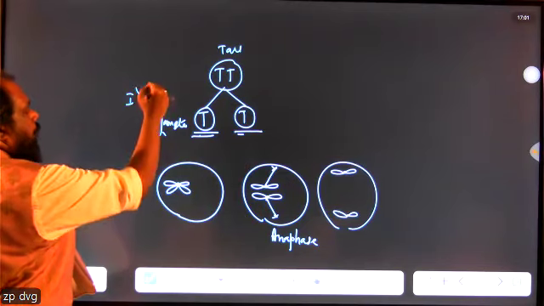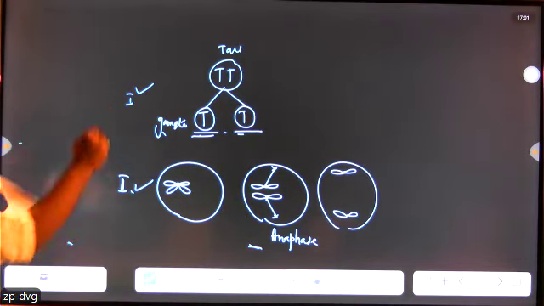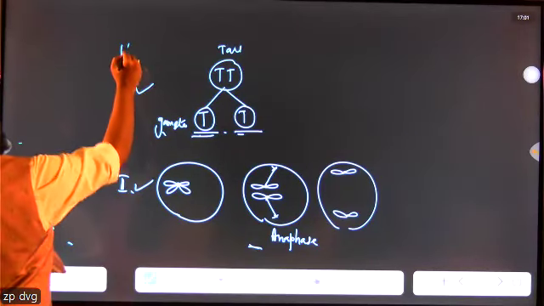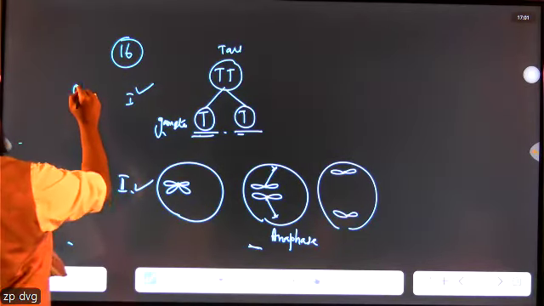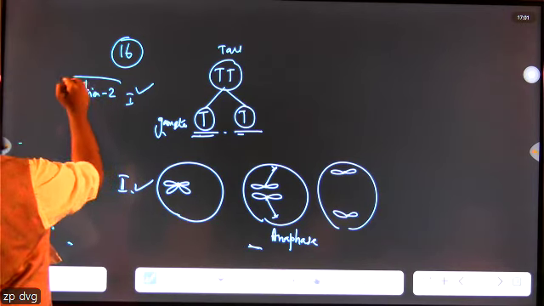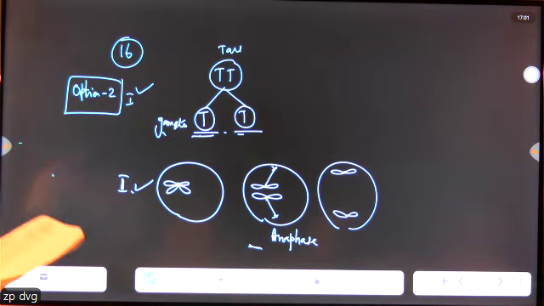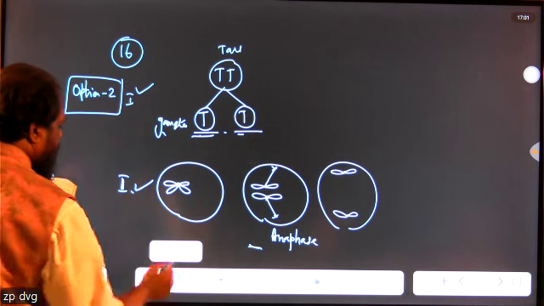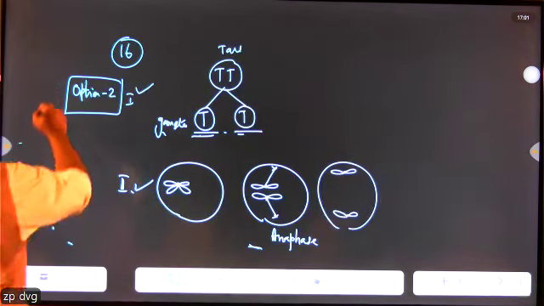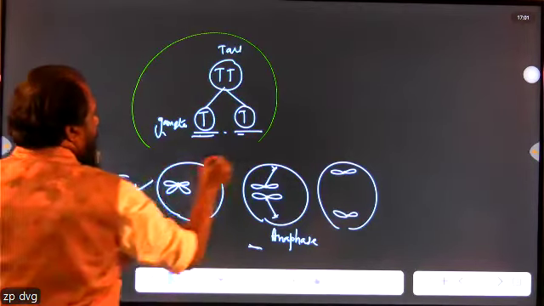The first statement is also correct, but the second is not the reason for it. So the correct option for question number 16 is option 2. Both the statements are right, but statement 2 is not the reason for statement 1. So question number 16, option 2.